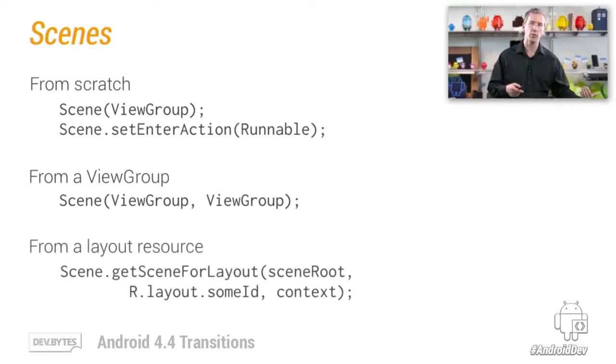Finally, we have something very similar to the last one, but instead of handing it a view group, you hand it a layout resource ID. And when that scene is entered, it will inflate the resource and go ahead and add that to the scene root. Straightforward. The layout resource also kicks in if you create scenes implicitly in resources, which we'll see a little bit later. You can have a transition manager that automatically inflates scenes implicitly given layout resource IDs, and it uses the same mechanism under the hood.